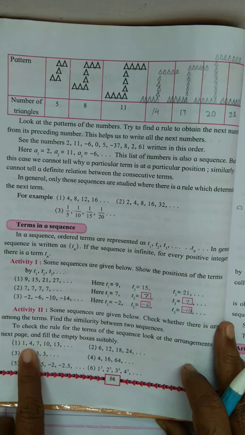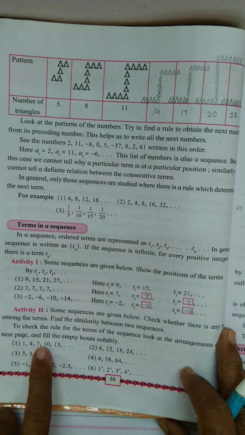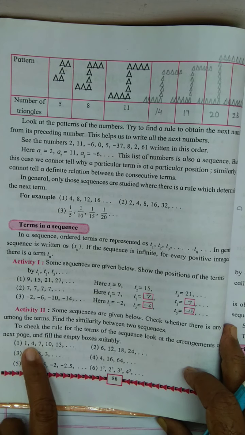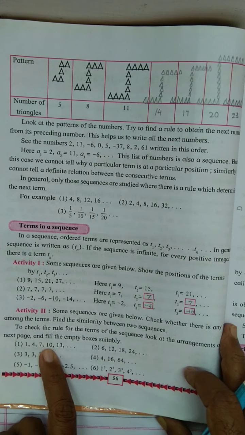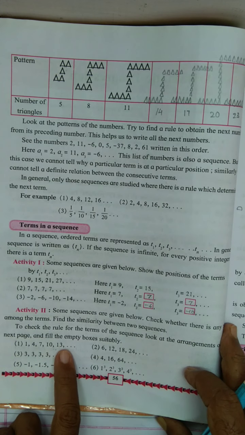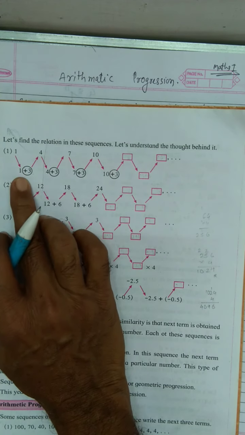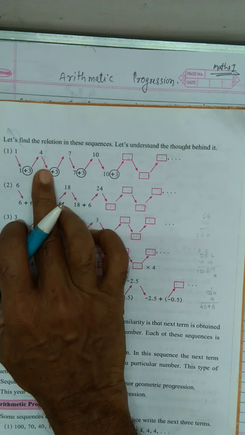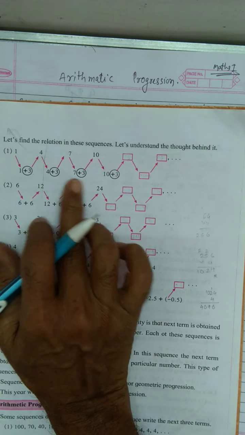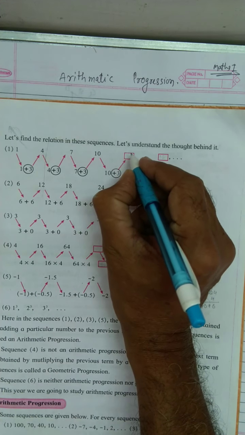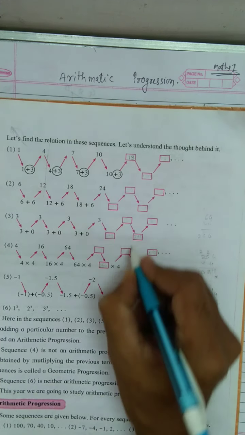First sequence is given 1, 4, 7, 10, 13, dash dash dash dash. Here the difference between two consecutive terms is 3. 1 plus 3 is 4, 4 plus 3 is 7, 7 plus 3 is 10, 10 plus 3 is 13, and so on. Now we fill up the boxes. 1 plus 3 we get 4, 4 plus 3 we get 7, 7 plus 3 we get 10, 10 plus 3 we get 13. The next number is 13 in this box.